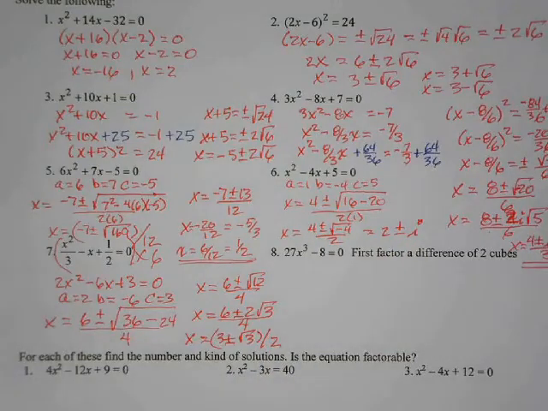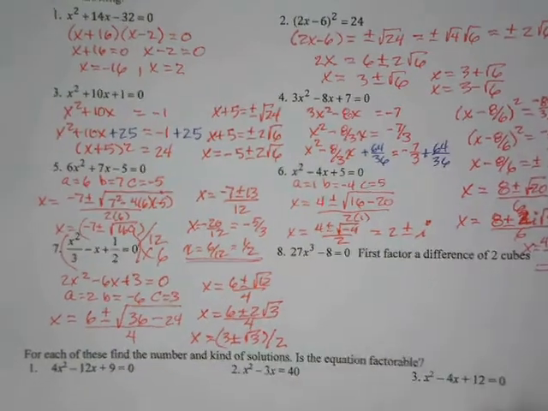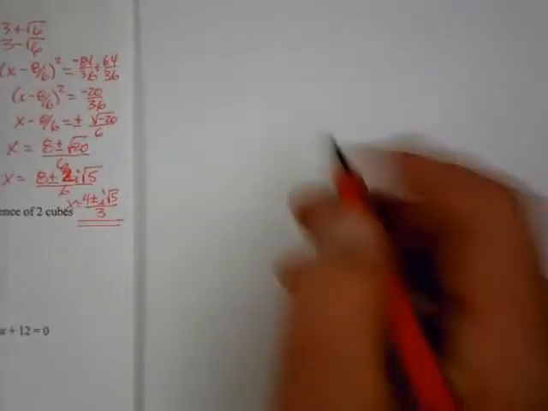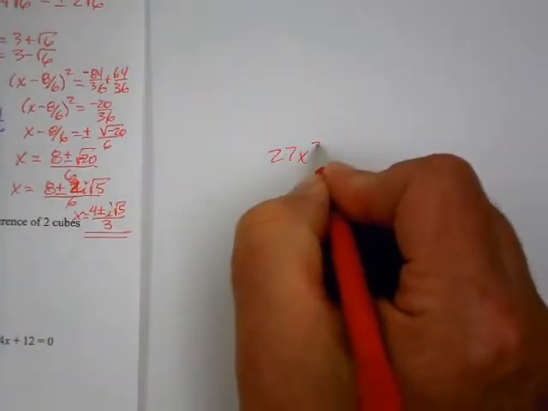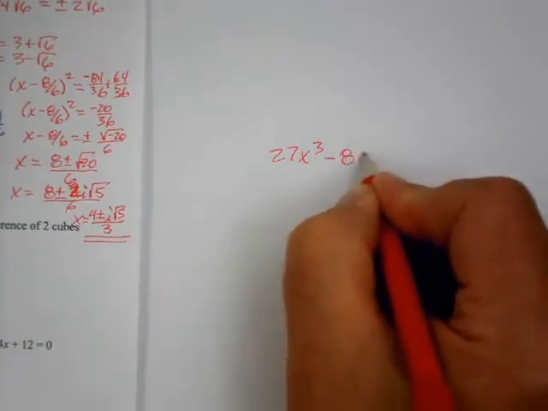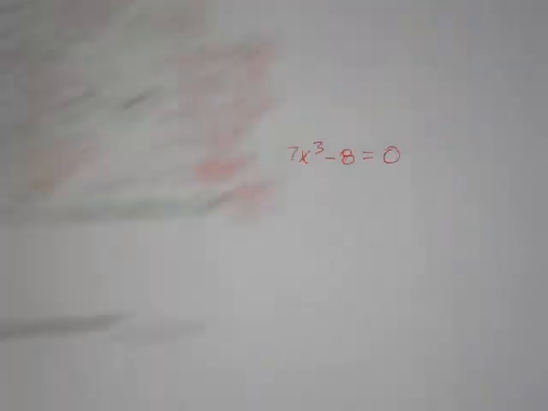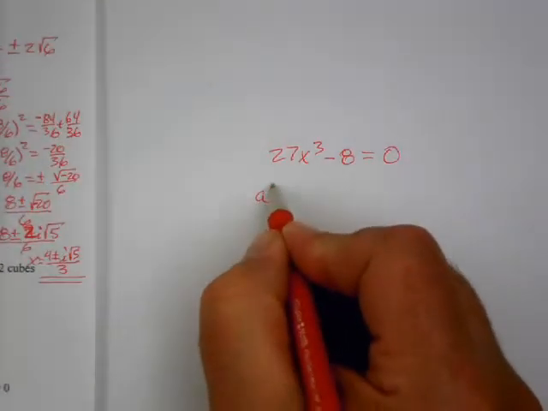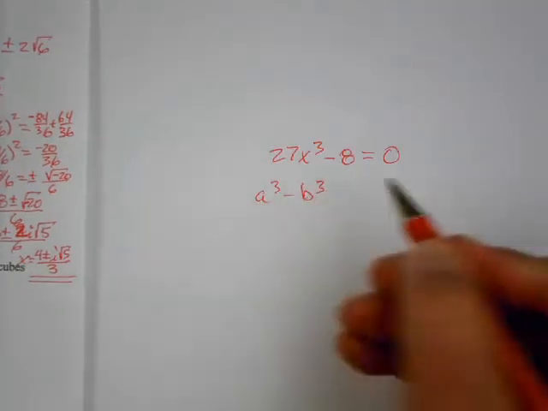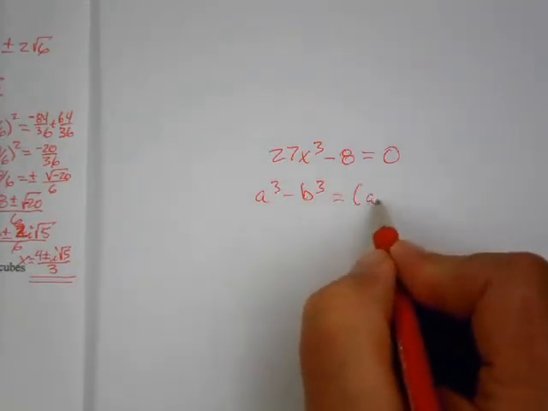All right, for number 8, let me rewrite it so that we have room. So this says first factor a difference of 2 cubes. Now the rule for a difference of 2 cubes, and on a quiz or test, you can use these. You don't have to have them memorized.